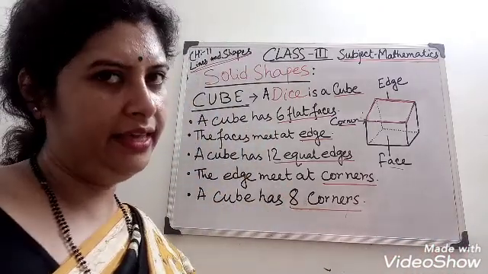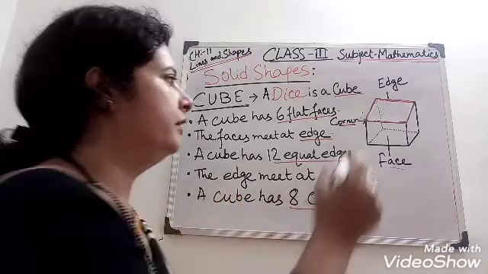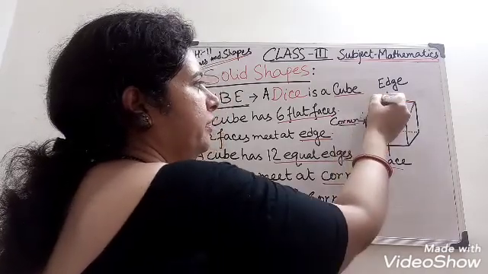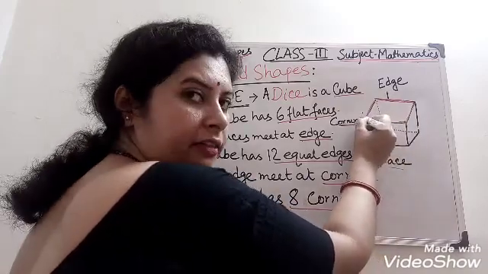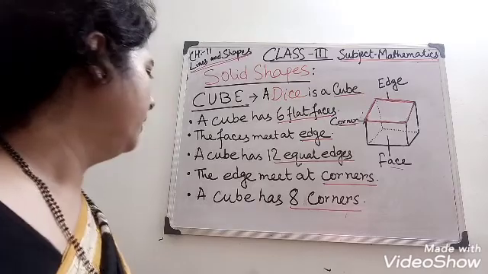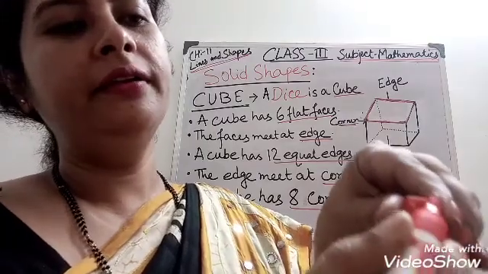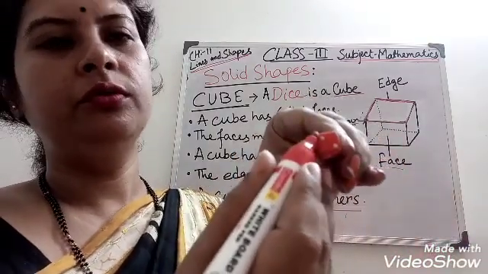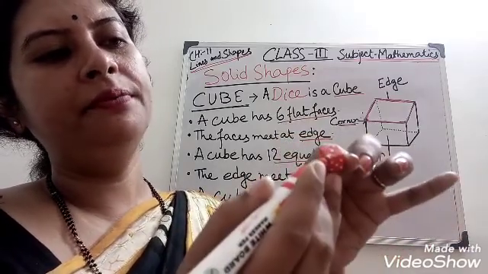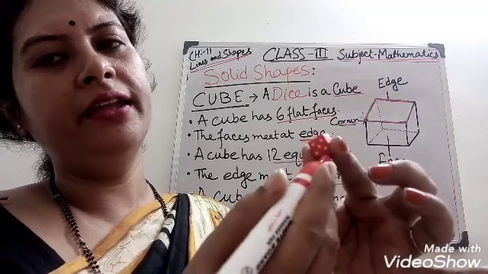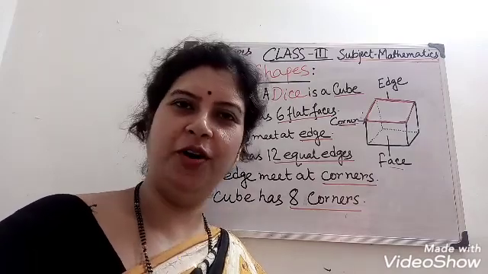Next point, the edges meet at corners. This portion is known as corner, where the edges meet. Now a cube has 8 corners. Now count it. 1, 2, 3, 4, 5, 6, 7, 8. 8 corners. Hope it is clear to you all.